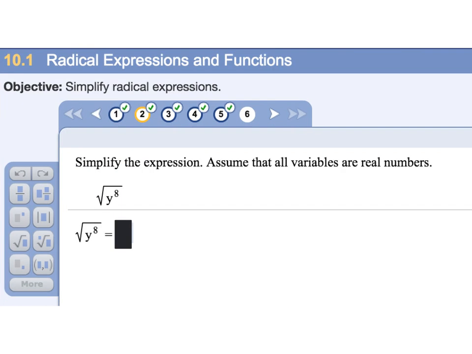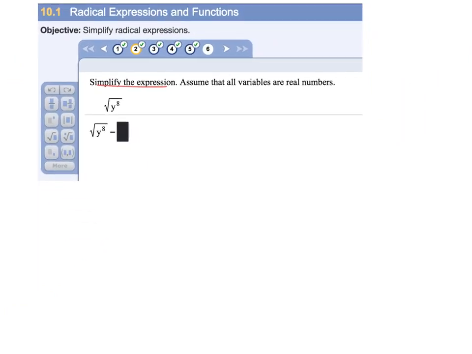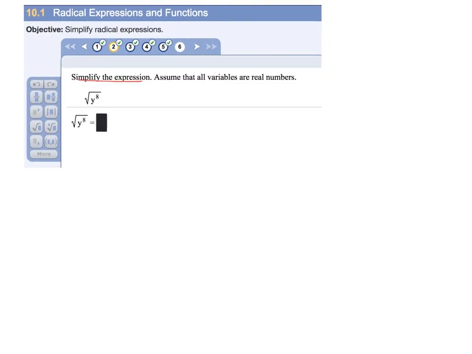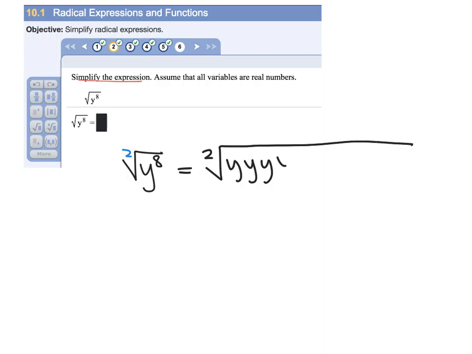More of the same. We're going to simplify this expression. So the idea is, and I'm going to shrink this a little bit here, I have a special way that I teach this, which is the square root of y to the 8th power. So first off, we have to remember that there's a 2 there. If they don't have a number, it means it's a 2. And we're going to say that's equal to the square root of y times y times y times y times y times y times y times y. Of course, there's 8 of them.